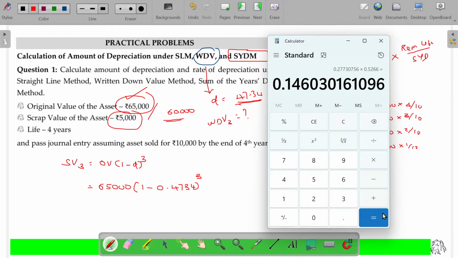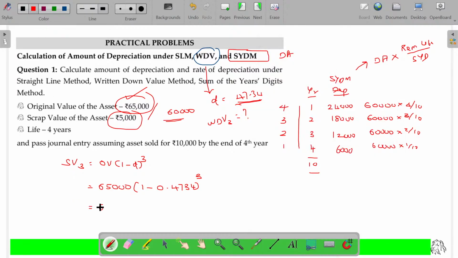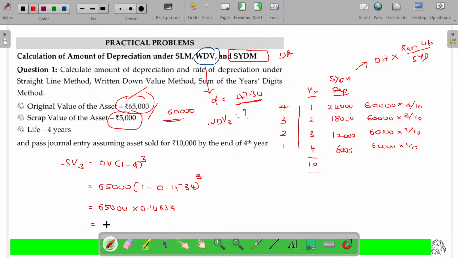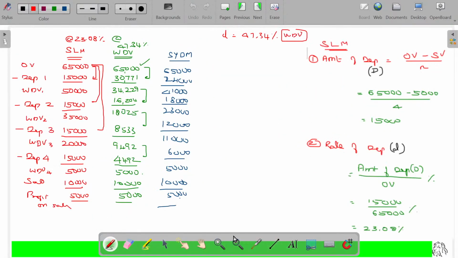Are you getting this answer? Yes or no? Okay. So this value being 0.14603. If I multiply this 0.14603 with 65,000, then the WD value in this case is 9,492. So we got that answer only here, 9,492.